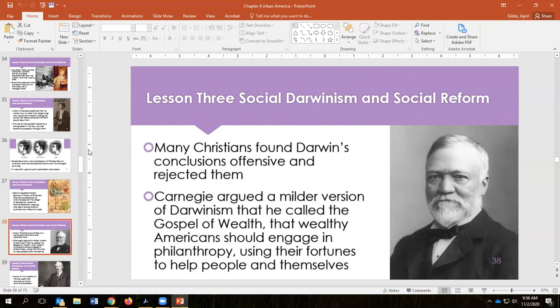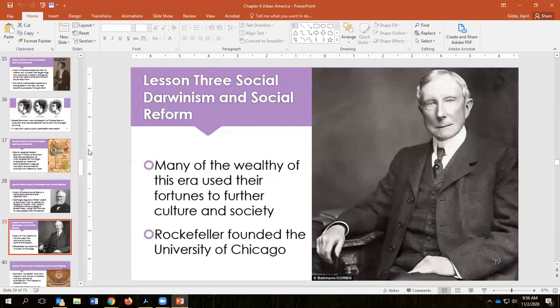Carnegie argued a milder version of Darwinism that he called the gospel of wealth, that wealthy Americans should engage in philanthropy, which is donations and helping other people, using their fortunes to help people and themselves. Many of the wealthy of this era used their fortunes to further culture and society. Rockefeller founded the University of Chicago. You know Rockefeller from the Christmas tree in New York, the big giant Christmas tree. That's Rockefeller Center. That's where his office building was.